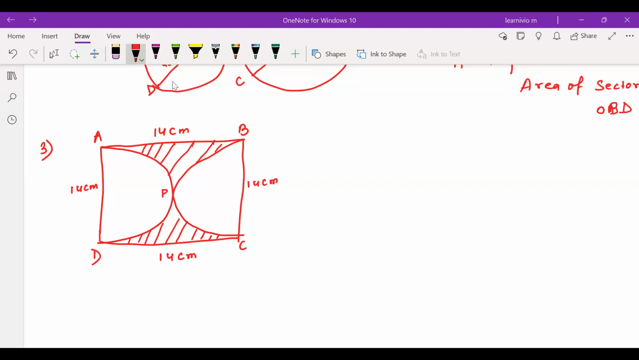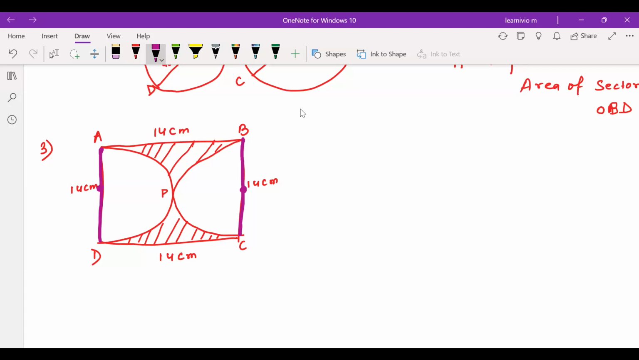Now, if you look at the semicircle, can we say that this is the diameter of the semicircle? Yes, ma'am, which is known to us as 14 centimeters. From the area of the square, if we take out the area of the semicircles, we are left with the area of the shaded portion, right? So area of shaded portion will be area of square minus area of semicircles.